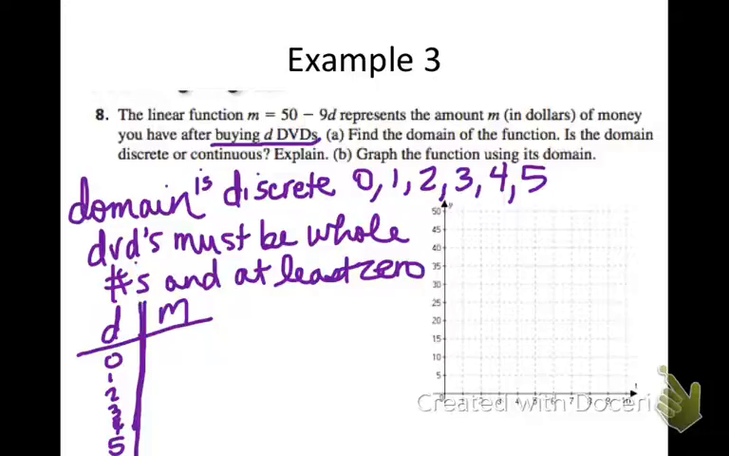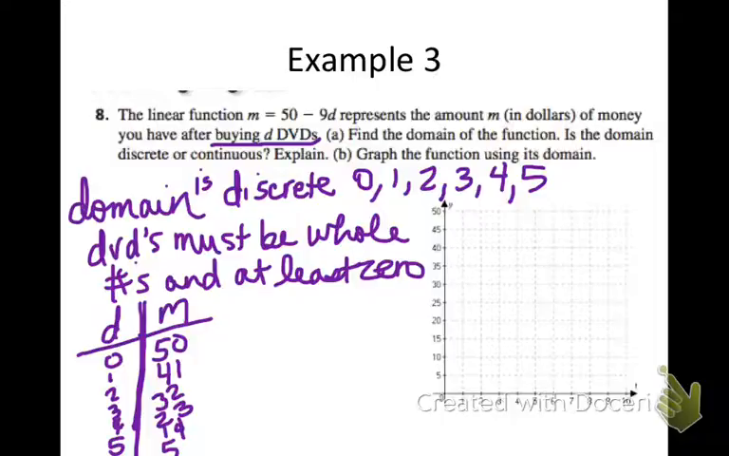And when we apply the rule, and we take 50 minus 9 times 0, we're left with 50. 50 minus 9, we're left with 41. 50 minus 18. 50 minus 27, and these aren't lined up sideways, sorry about that. 50 minus 36, and 50 minus 45. So these would be our ordered pairs that we would then graph.